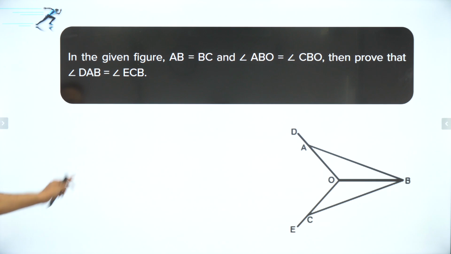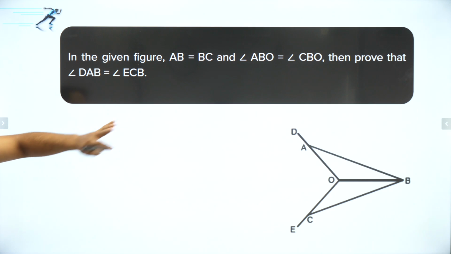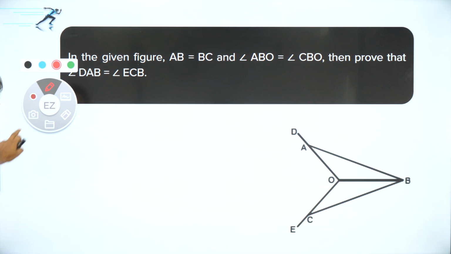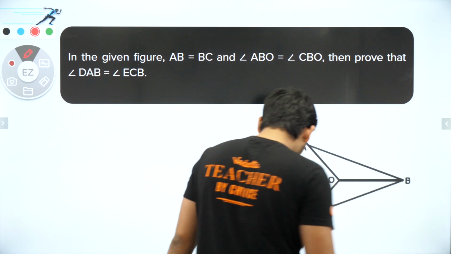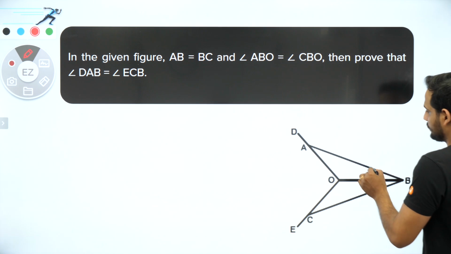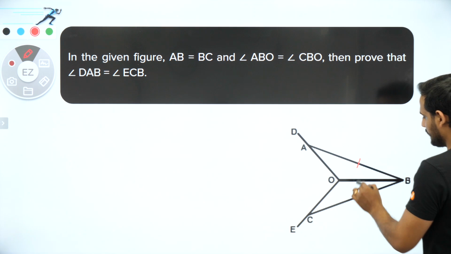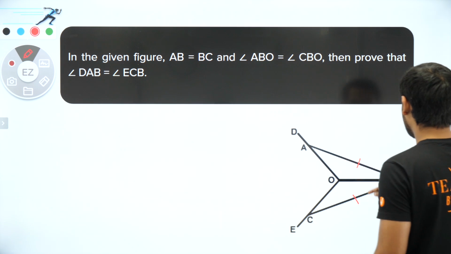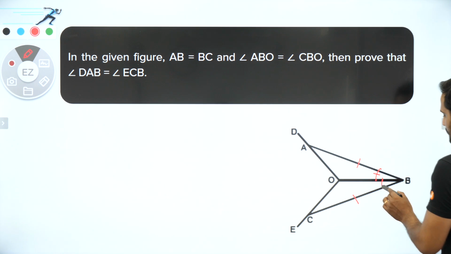The next question is this. In the given figure, AB is equal to BC, angle ABO is equal to angle CBO, then prove that angle DAB is equal to angle ECB. Again, very easy question. If you see the diagram carefully, you will get the answer. Just mark what they have given. They have told that AB is equal to BC, so this side is equal to this side. And angle ABO, this angle, is equal to angle CBO, this angle.